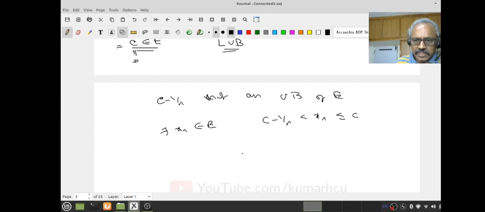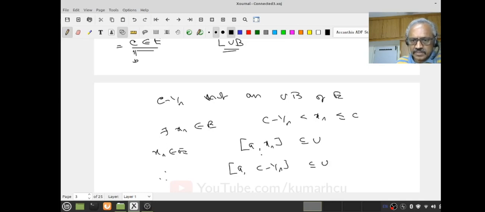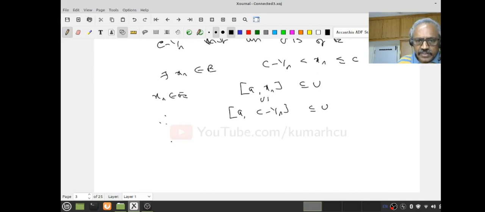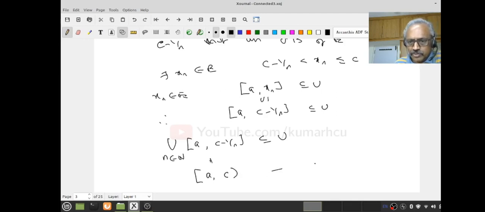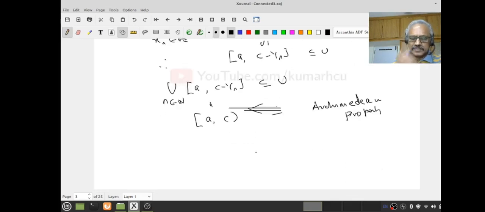Now, notice that since Xn belongs to E, that means A Xn is contained in U. Therefore A to C minus 1 by n is contained in U, because this is contained in this. Therefore the union of these A to C minus 1 by n is contained in U as n varies over N. But this is nothing other than A to C, C open. To prove this, you need the Archimedean property. Unless your real analysis is good, you will think it's obvious, but to prove that, I need the Archimedean property.